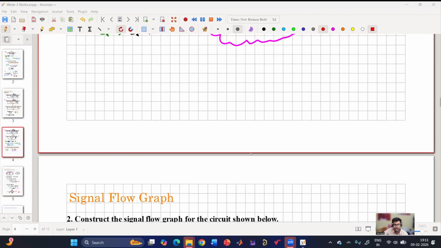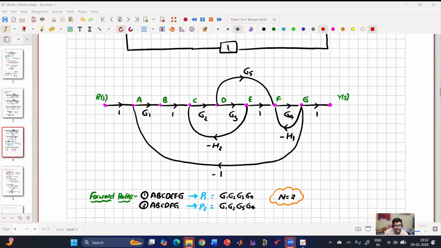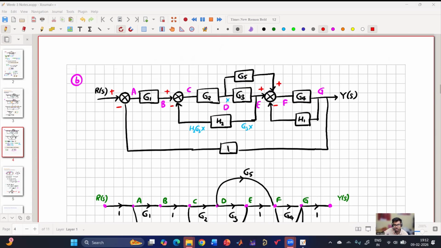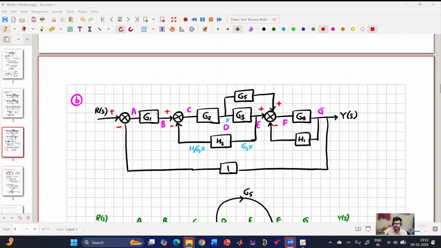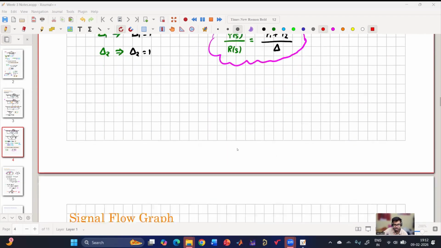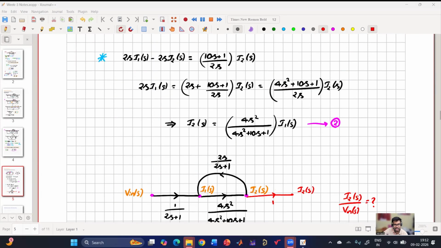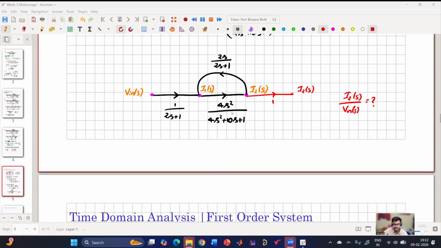Yes. So if you see here, I have mentioned gain as G1, right? But this gain is not a constant. This gain is G1 of S. This is G2 of S. This is G3 of S. This is G4 of S. This is G5 of S. This is minus H2 of S. This is minus H1 of S. So all are in S domain because these are blocks, right? For simplicity, we have removed the S. Similarly, here also, we can consider this as G1 of S, G2 of S, H1 of S, and this is 1. So we can still apply the same concept there as well without any issue.